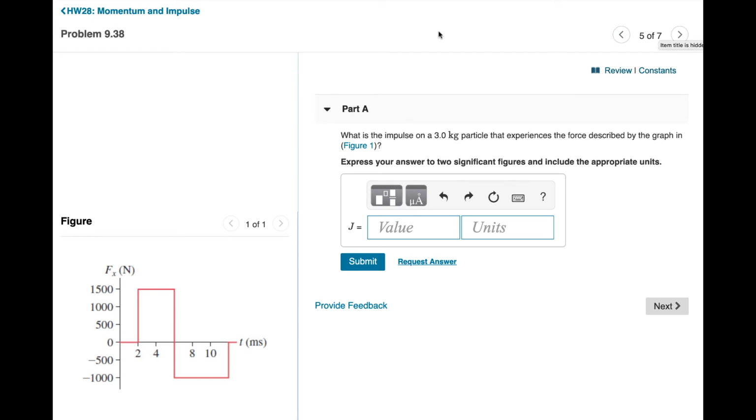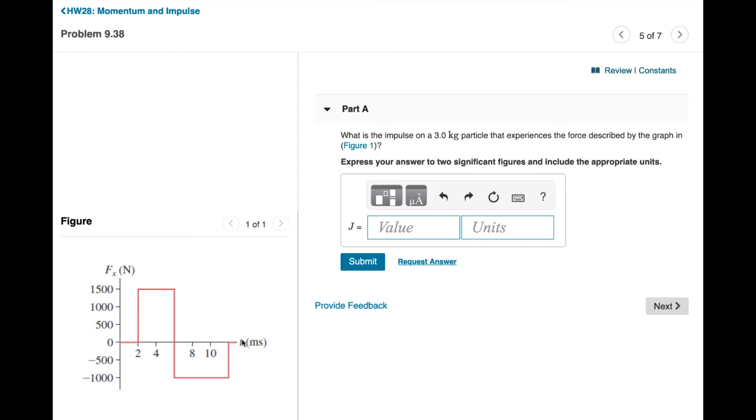Problem number 5, another graph problem. What's the impulse on a 3-kilogram particle that experiences the force described by the graph? It's weird that it says 3-kilogram particle because I'm pretty sure I don't care. What I need to do is find the area under this graph, because the area under the graph represents the impulse.